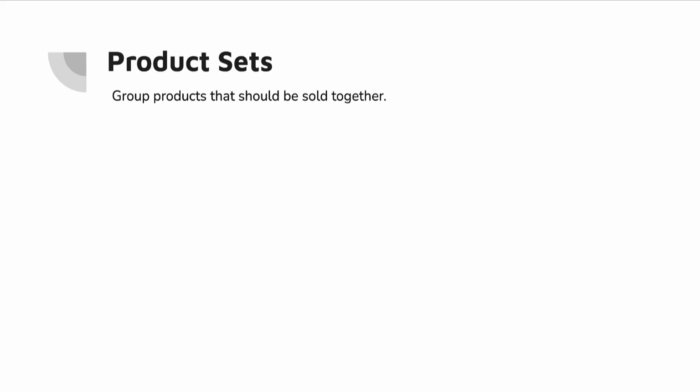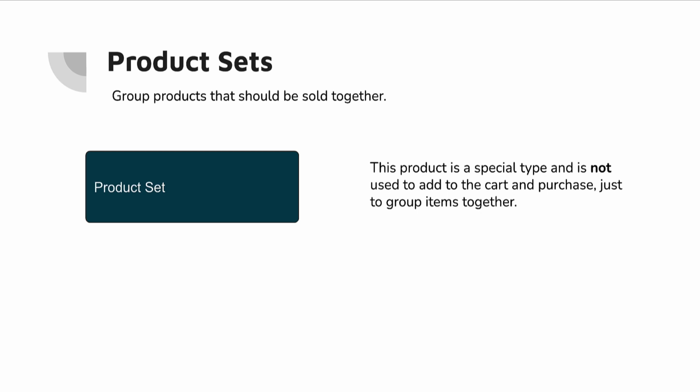All right, so let's set the stage with a quick overview of how product sets work from a data perspective. The first thing you should know is that product sets allow you to group products together that should be sold together. So what does this look like? The first thing you need is a product with a special type called set.